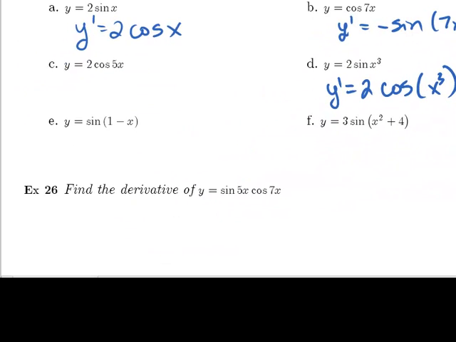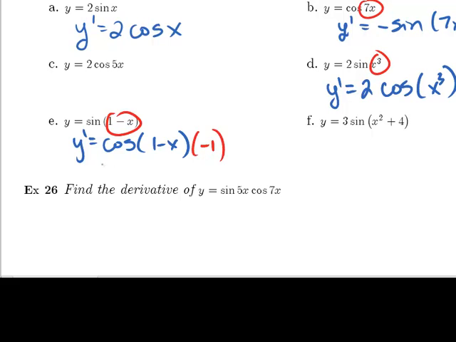Two more examples here. We've got sine of 1 minus x. Our derivative is going to be, derivative of sine, we said, is cosine. 1 minus x is going to stay as is, and then we'll do the derivative of the 1 minus x. Let's be careful here, because the derivative of negative x is -1. Moving that to the front, our derivative is negative cosine of 1 minus x.